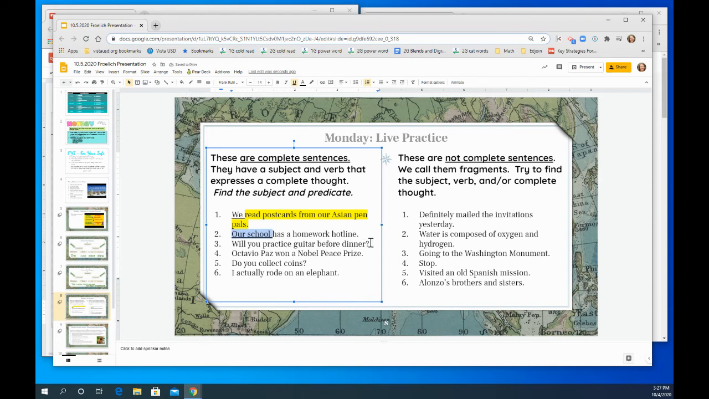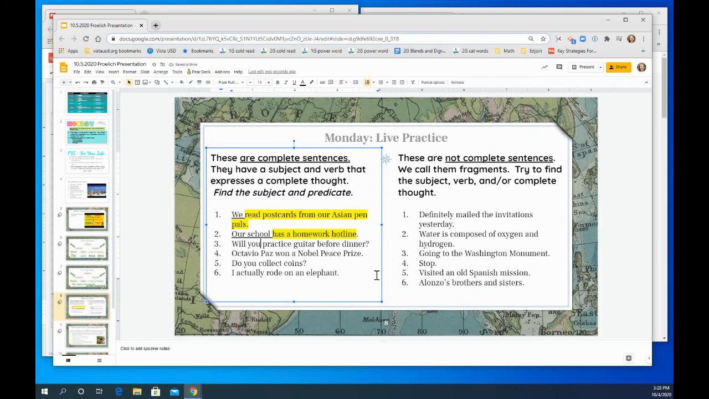And then it says has a homework hotline. This one's a little tricky because the verb in this sentence is has. And what is it that they has? A homework hotline. That whole section is the predicate right now.